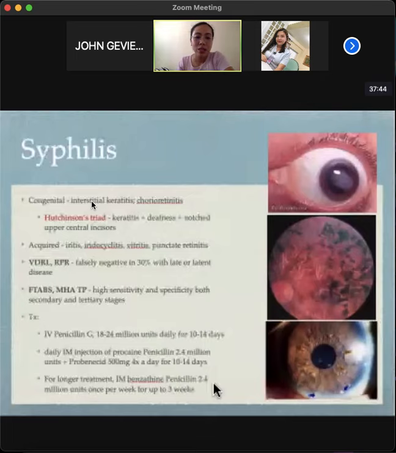Syphilis is a sexually transmitted disease caused by Treponema pallidum. Very important to note, Hutchinson's triad is seen in congenital syphilis: a triad of keratitis, deafness, and notched upper incisors. In acquired syphilis, like in other types of granulomatous diseases, you have panuveitis, with anterior to posterior inflammation of the eye noted.